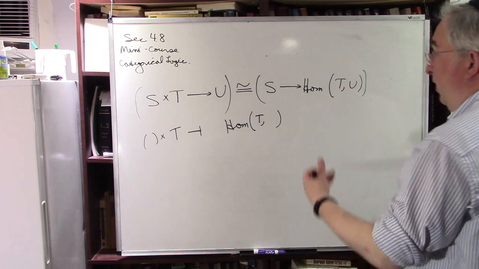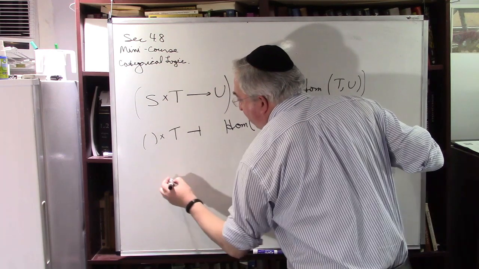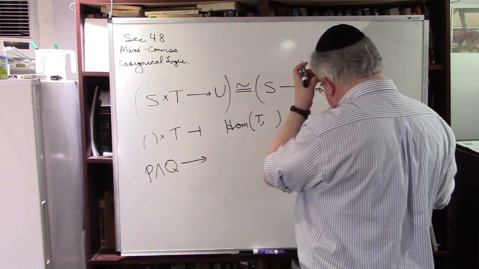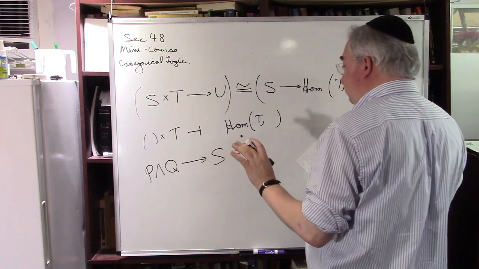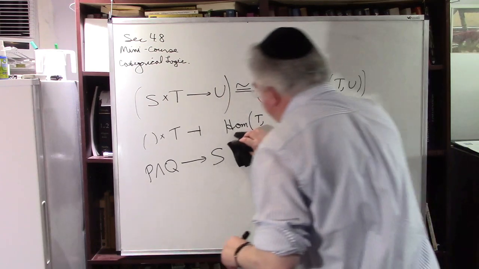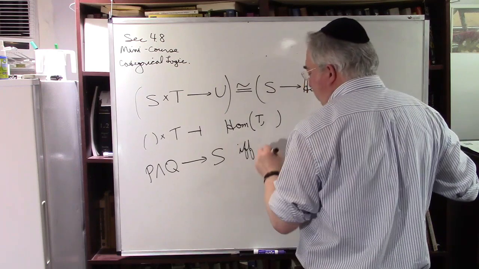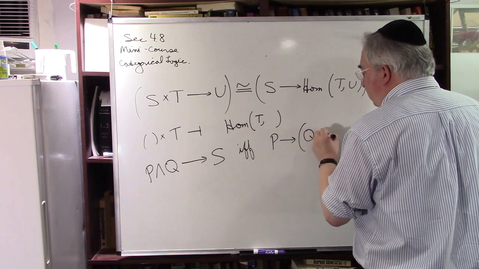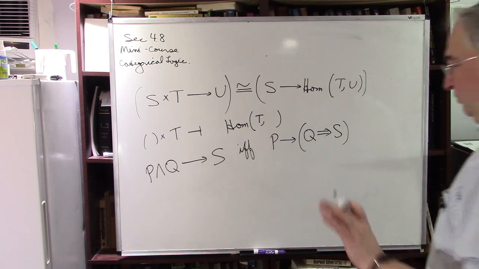Well, guess what? That's about sets. There is an image of this over here, and it goes as follows. You ready? So this is about logic. P and Q arrow S is true if and only if P implies, Q implies S. Let's just see why this is true in terms of English.